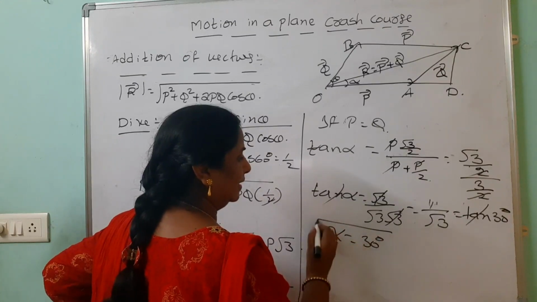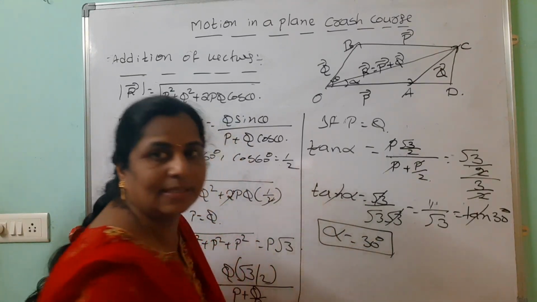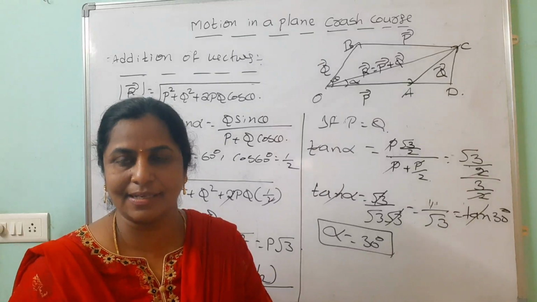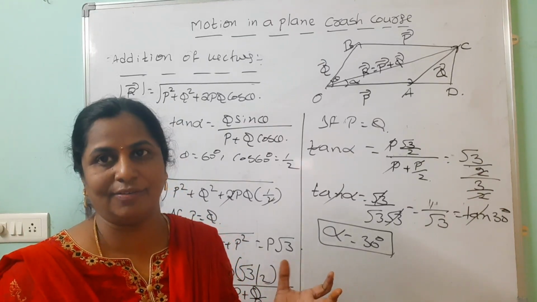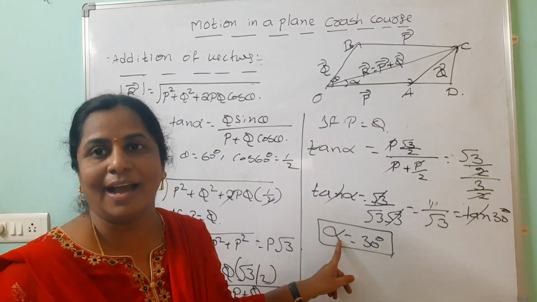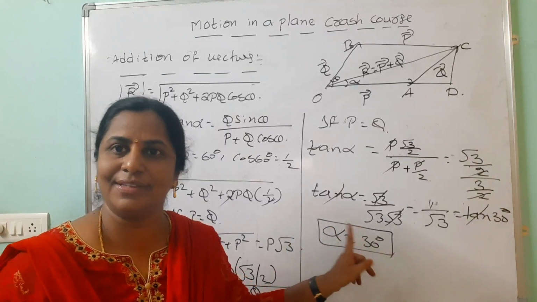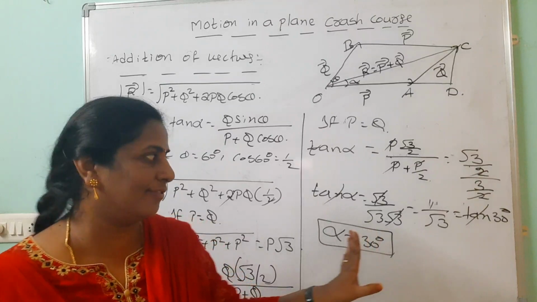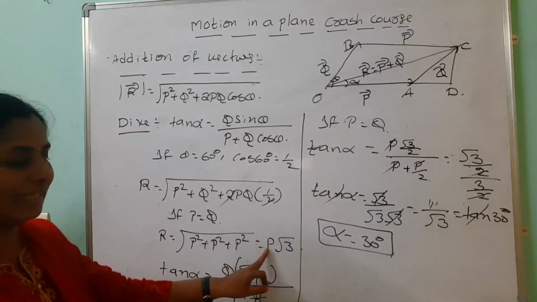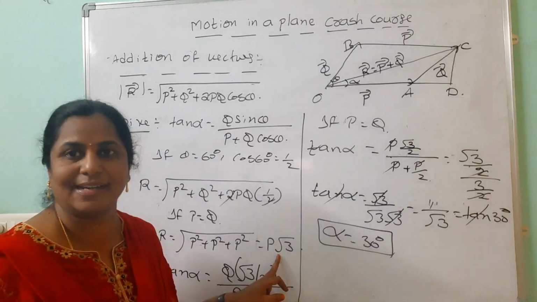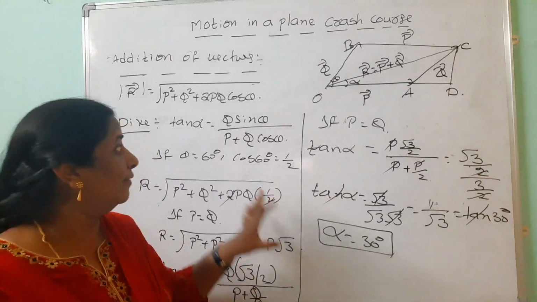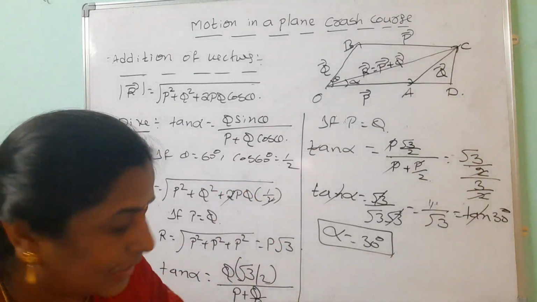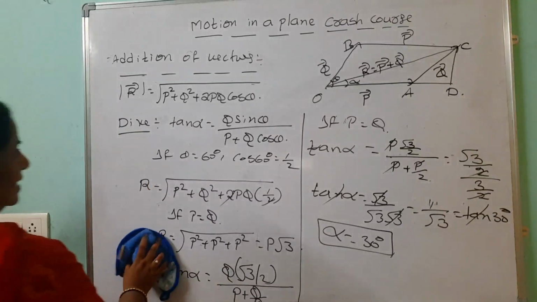This is the 30 degrees. When two vectors are equal and the angle between them is 60 degrees, then immediately what do you say? Alpha equals 30 degrees. Without thinking you should give the answer for this. And you should remember the main thing: if both are equal, the resultant is how much? P root 3. So this is for when the angle is 60 degrees.